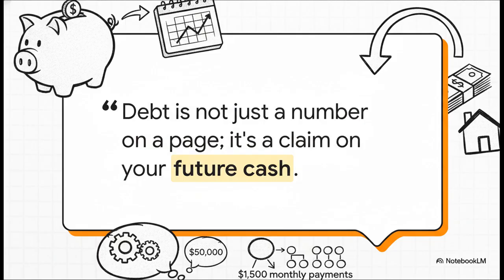This right here is the critical distinction that separates a bookkeeper from a strategic financial leader. You have to learn to think in terms of cash flow impact. That $50,000 note is not just a static number on a balance sheet. It is an active claim on your company's future cash. It is a promise you made to send a portion of your future earnings out the door to a lender, instead of reinvesting it into your own growth.